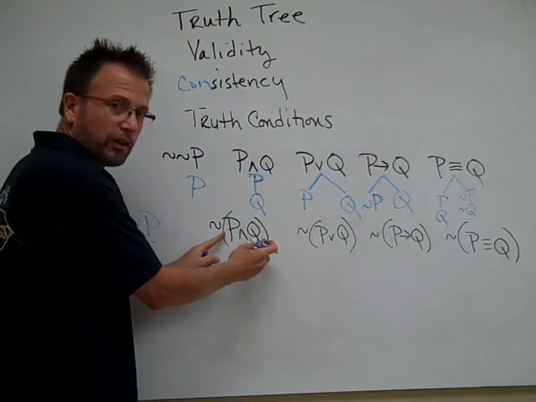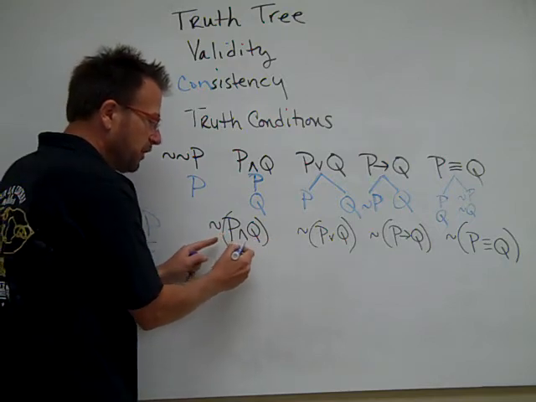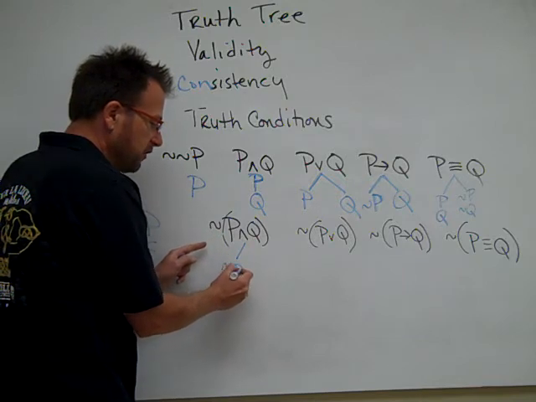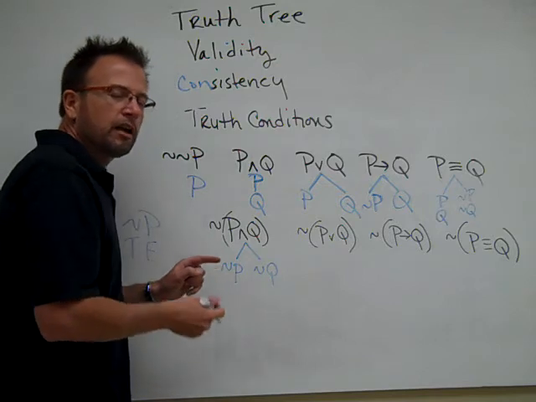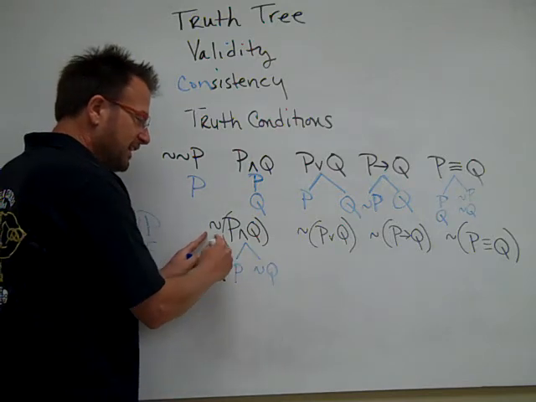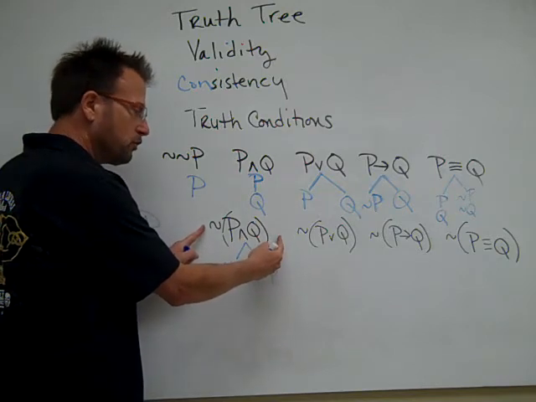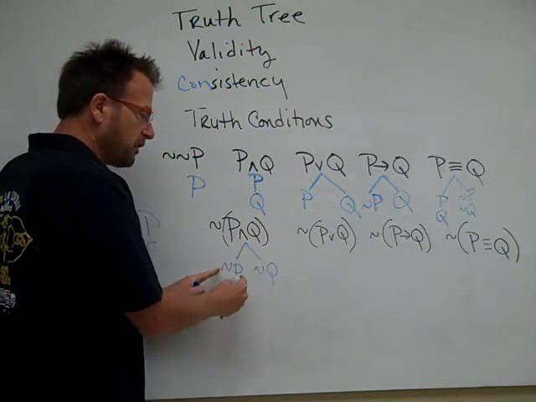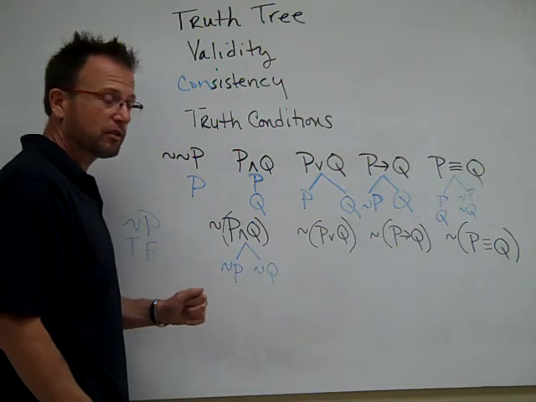So under what circumstances will P and Q be false? P and Q will be false when either P is false or Q is false. So let me repeat this. This whole statement, the negated conjunction, will be true when either the first conjunct is false or the second conjunct is false.